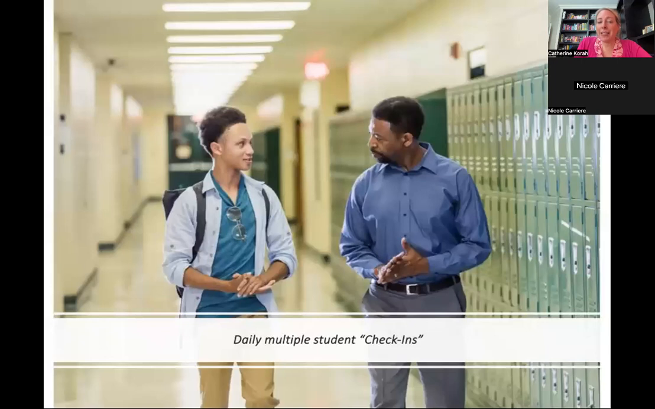So one example could be that we schedule multiple check-ins for that student, first thing when they come in the morning, and that we assign a significant adult. It has to be an adult that the student feels comfortable with, and that they get to talk to that student first thing in the morning, see where their head's at, see if they have the materials they need. It could be after lunch, see if they're not dysregulated and what support they may need, and to figure that out.